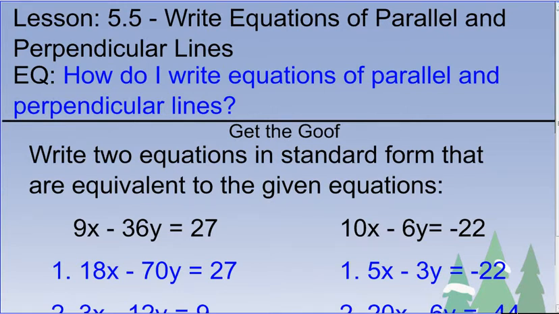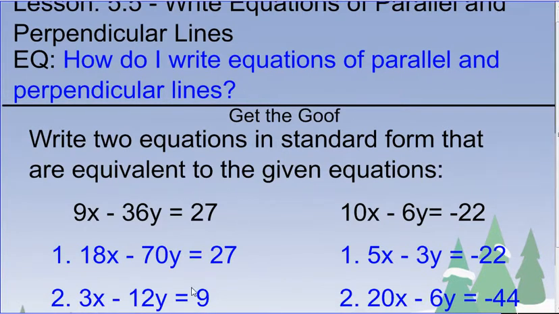Hello, this is Mr. Henry, and welcome to lesson 5.5. Today we're talking about parallel and perpendicular lines. So the central question says, how do I write equations of parallel and perpendicular lines?